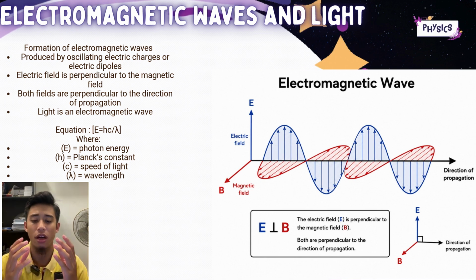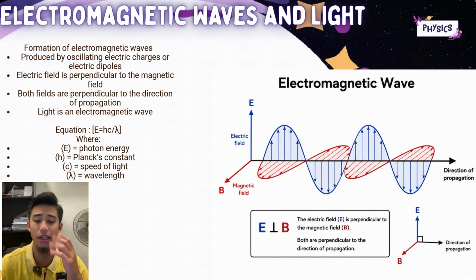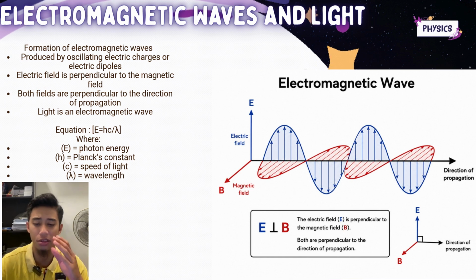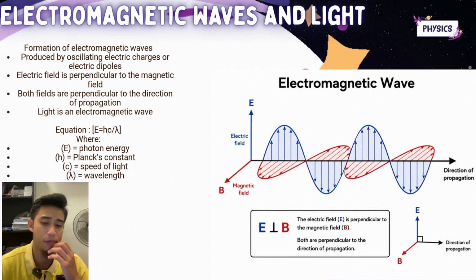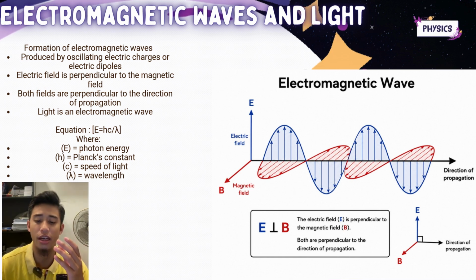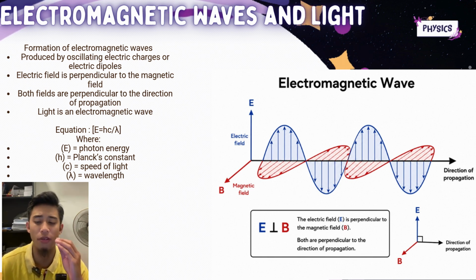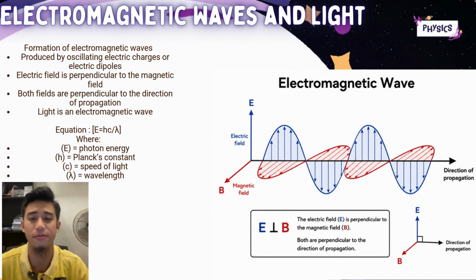Light is one example of electromagnetic radiation. The energy of light can be calculated using the equation E equals hc divided by lambda. This equation shows that a shorter wavelength produces higher energy, while a longer wavelength produces lower energy.